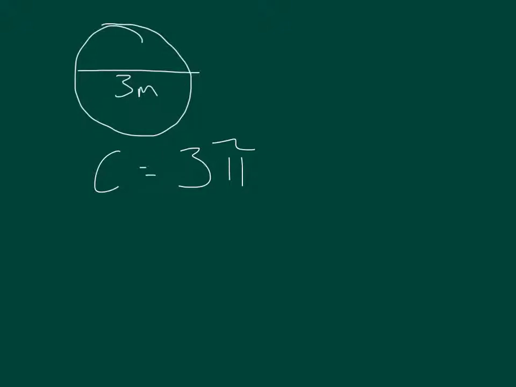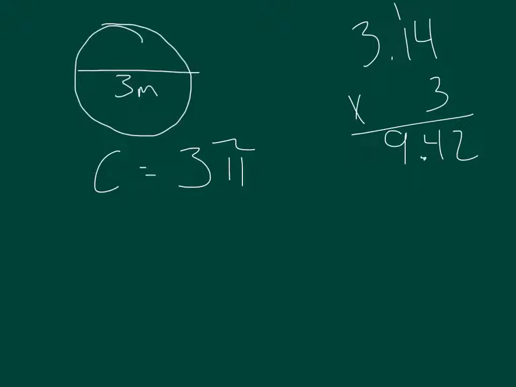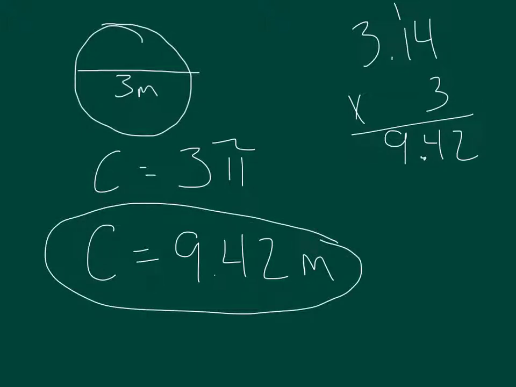Then you just solve. 3 times pi is 3.14 times 3. 3 times 4 is 12. Carry the 1. 3 times 1 is 3. Plus 1 is 4. 3 times 3 is 9. Move the decimal point over 2 spaces. You get the circumference is equal to 9.42 meters. Okay, so basically this is building on your substitution and your order of operations. That's what it's building off of.